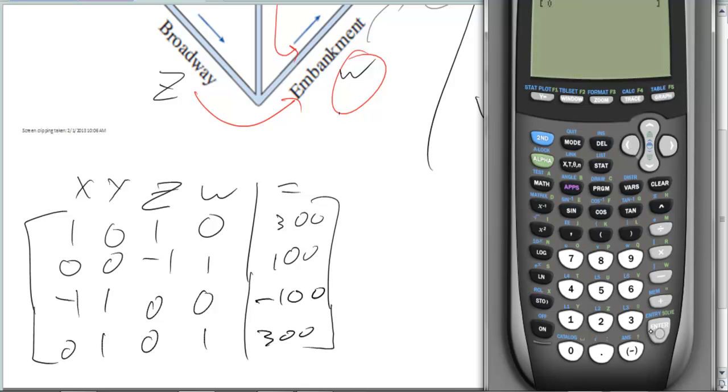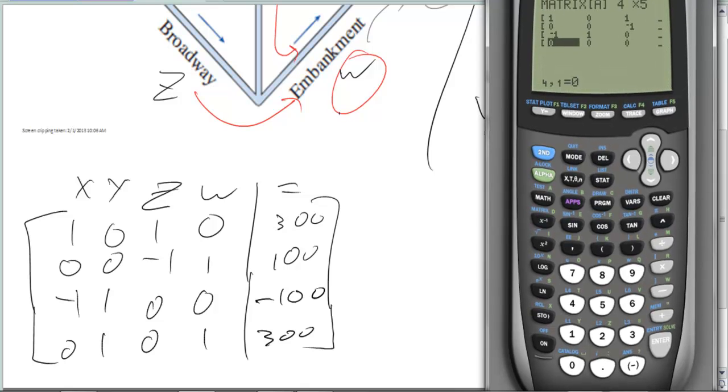It's going to be a 4 by 5 because there's 4 rows, 5 columns, and we start typing 1, 0, 1, 0. The last column, 300. Okay, then we're going to have 0, 0, negative 1, 1, 100. Okay, then we have negative 1, 1, 0, 0, negative 100.